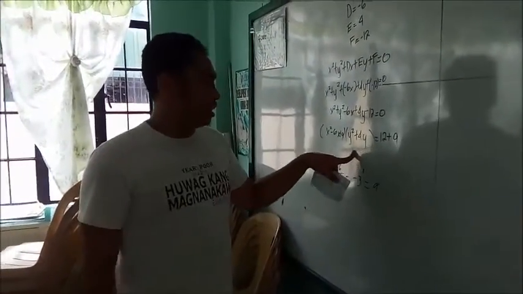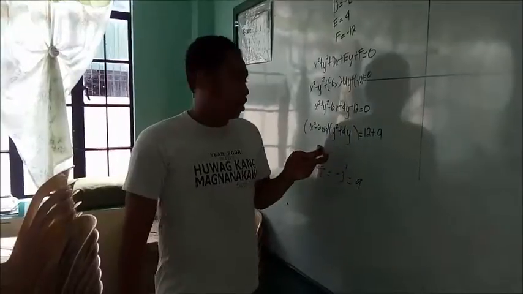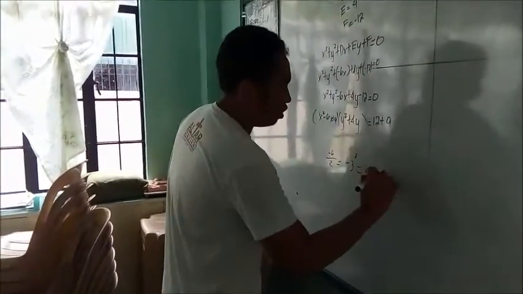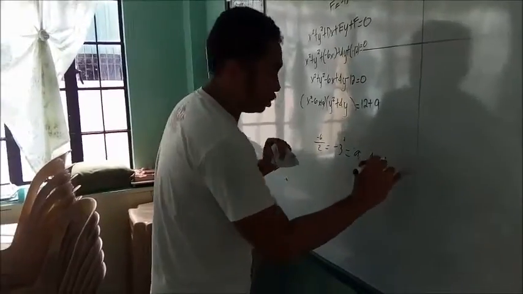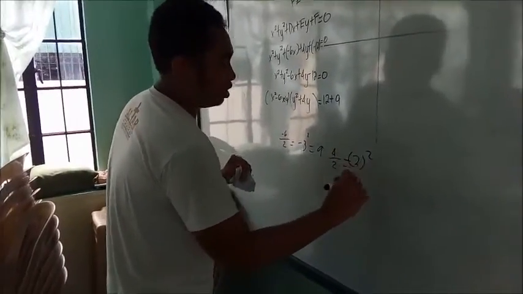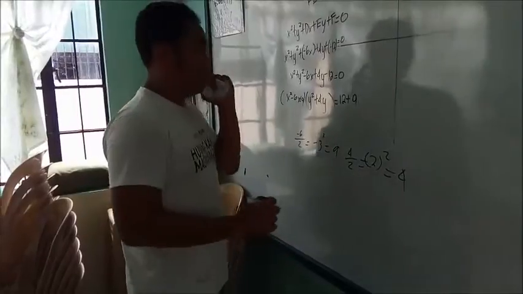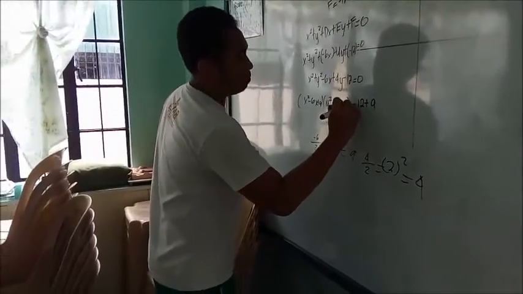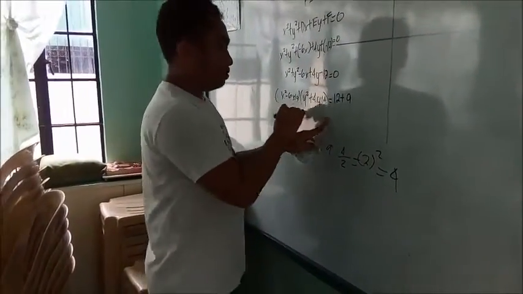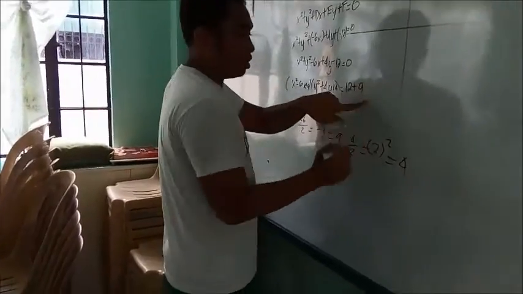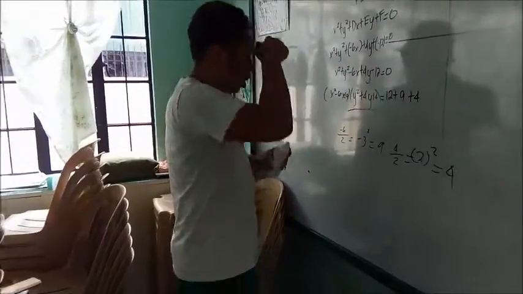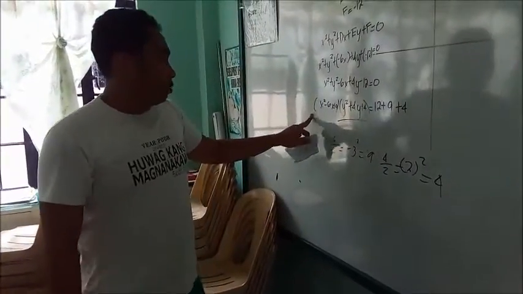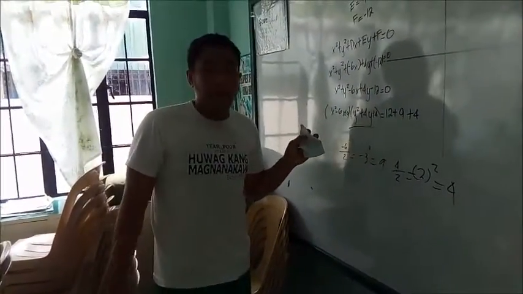Then you will repeat that step on the y value. So if we have 4, we will just divide it by 2, which is 4 divided by 2 is 2. Then you will square it. 2 squared is equal to 4. So we need positive 4 to complete this trinomial. And we will also add 4 on the right side. So we'll just transform it into a perfect square.